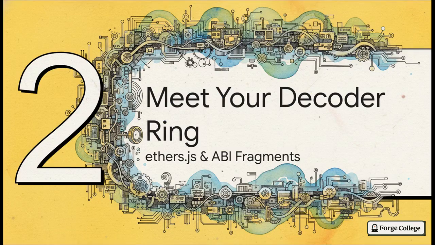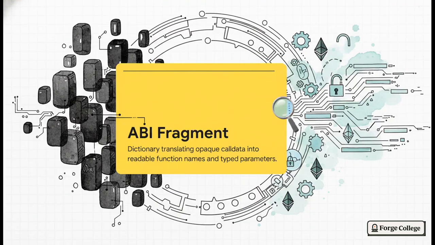Moving on to section 2, meet your decoder ring. We'll be talking about ethers.js and ABI fragments. To actually bridge that gap we just saw, we need a really robust translator. And honestly, an ABI fragment acts as our literal, almost magical decoder ring. By definition, an ABI fragment is just the translation dictionary our script uses to convert opaque call data into readable function names and typed parameters. So provided it perfectly matches the function selector, it takes those messy hex blobs and translates them into actual understandable human terms. It's a total game changer.